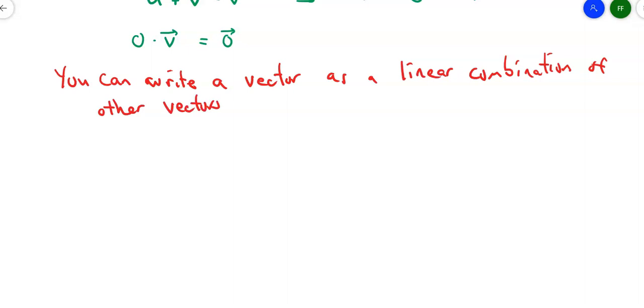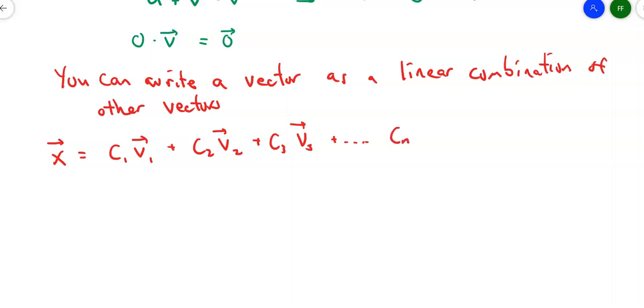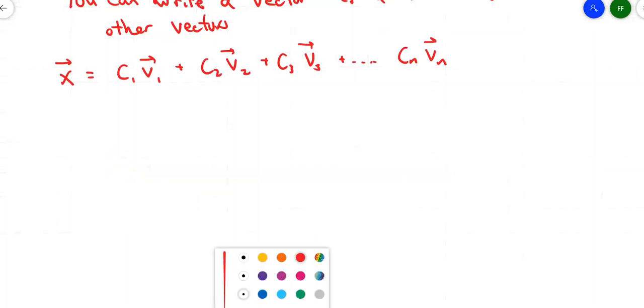And here's what it looks like. This vector, vector x, equals c1v1 plus c2v2 plus c3v3 all the way till I get to cnvn. Now, what are these things? The c sub n's are scalars. So c sub 1, c sub 2, c sub 3, c sub n, those are just numbers. The other pieces, the v's, are vectors. So vector 1, vector 2, vector 3, all the way till I get to vector n, and x is a vector also. Let's see if we can try this to see if it's possible, and if so, what are those scalars?